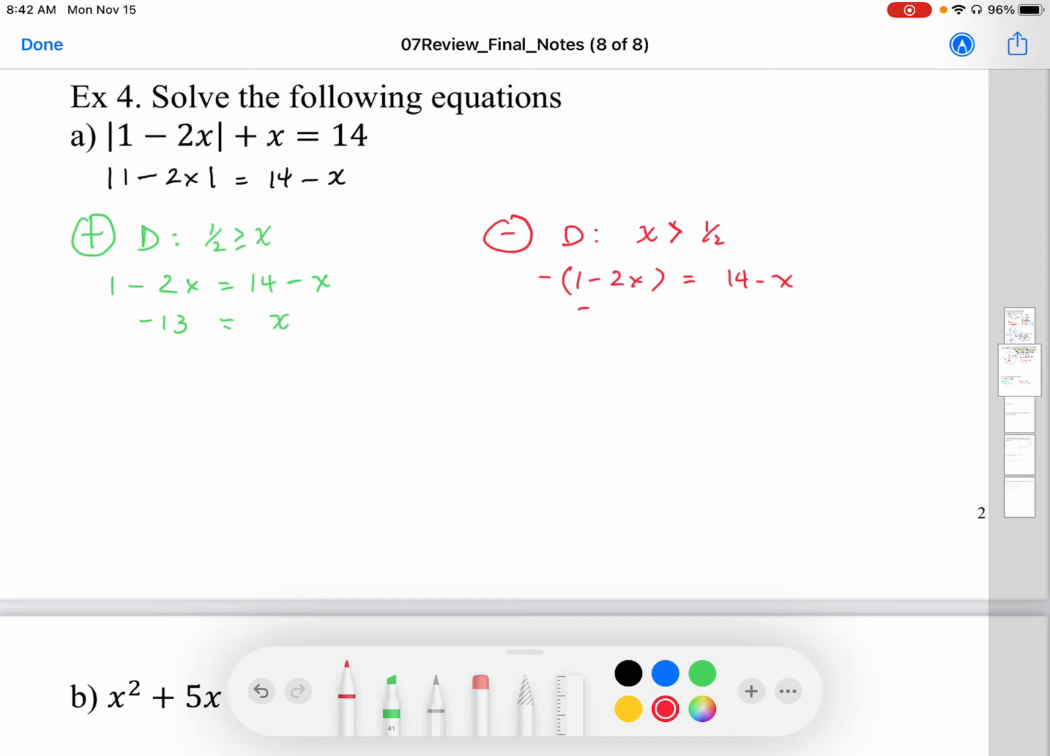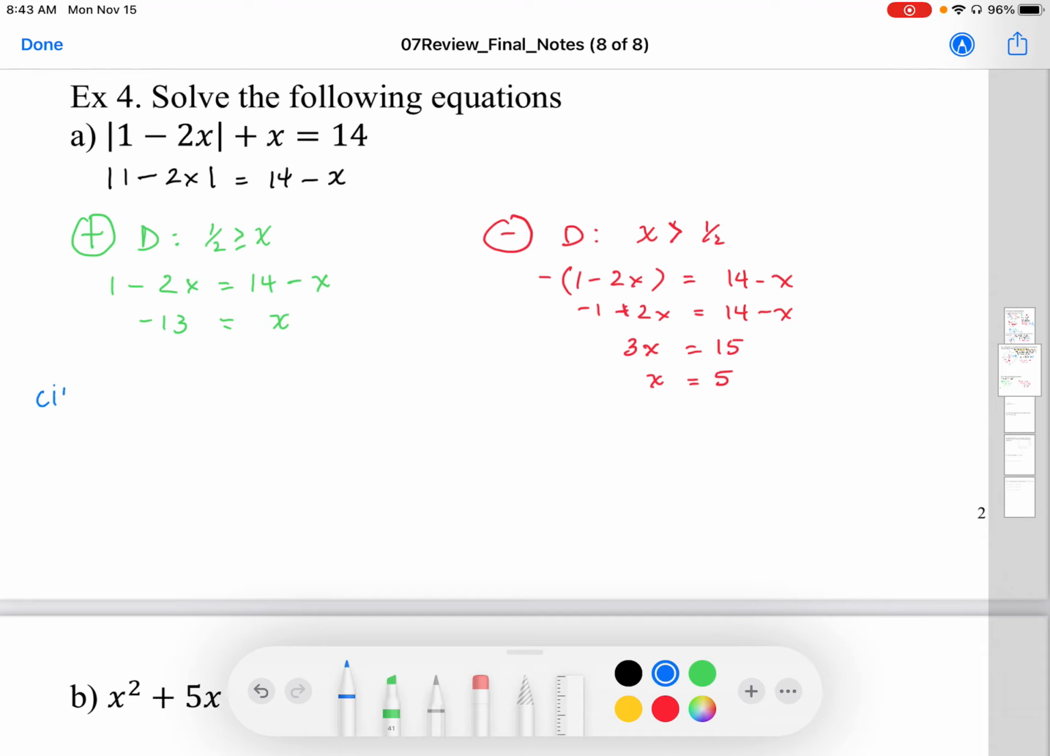Solving this next one here, first going to get rid of the negative, so I'm going to end up with -1 plus 2x equals 14 minus x. I'm going to add x to both sides, so I'm going to end up with positive 3x on the left-hand side. I'm going to add 1 to both sides, so I get 15 on this side. I get x is equal to 5. Now that fits in the domain of greater than 1/2, so we can guess that that's a correct solution.